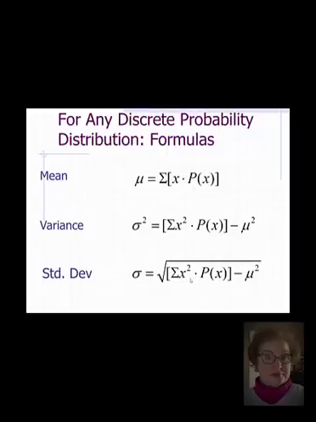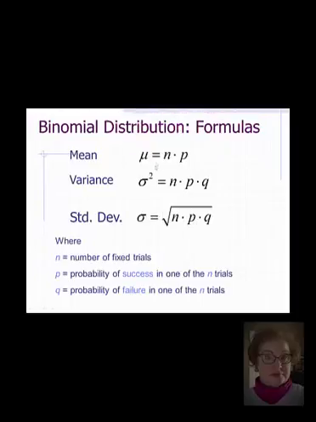But for a binomial distribution, the mean is simply the number of fixed trials, so the number you have in your sample, times the probability of a success. Your variance is your mean times your probability of failure, and then the standard deviation is the square root of that. These are numbers that we can find, it's usually in the problem, and these are calculations that are easy to do with a calculator.